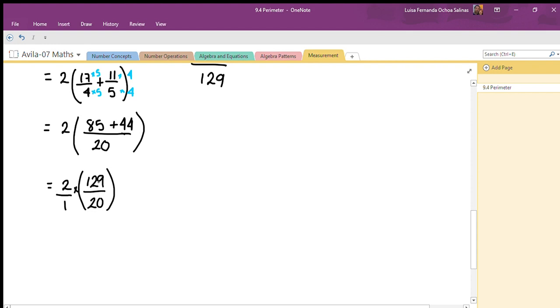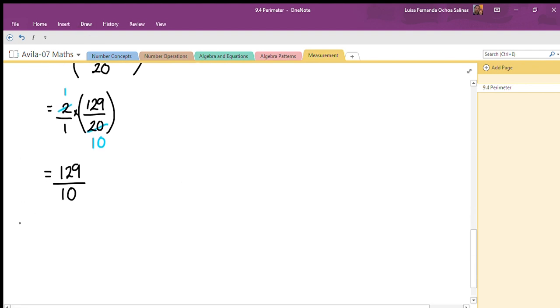So how do we do this? Remember that we can cancel out these 2. This one becomes 1 with this one, and this one becomes 10. So what do I have? I have 129 tenths. How do we write that as a decimal? 129 tenths has to finish in the tenths place value, so it has to be 12 and 9 tenths.